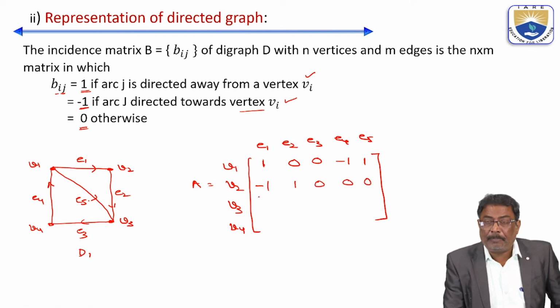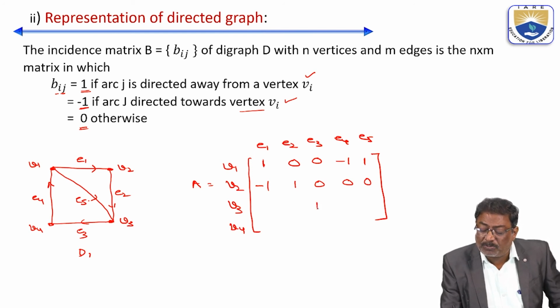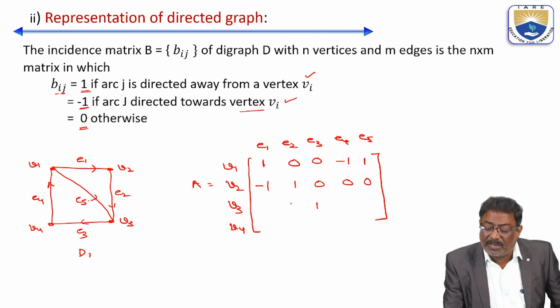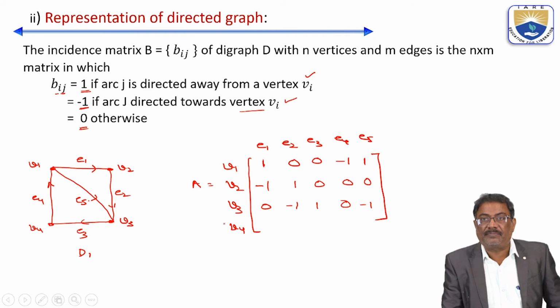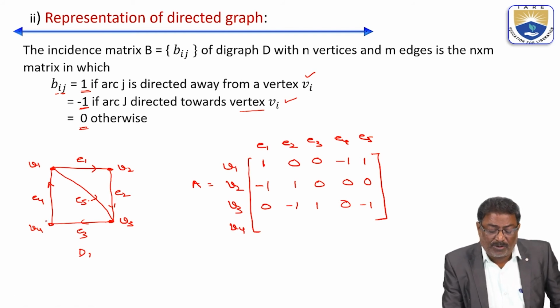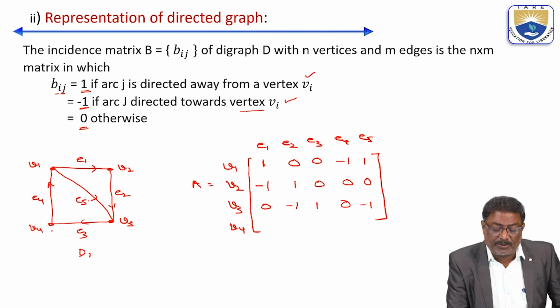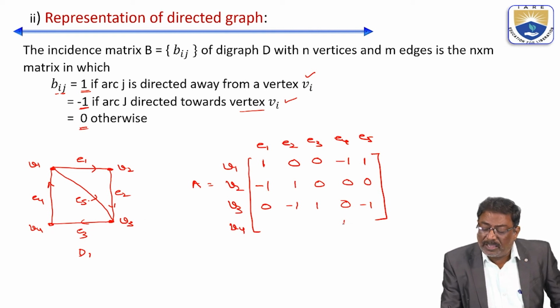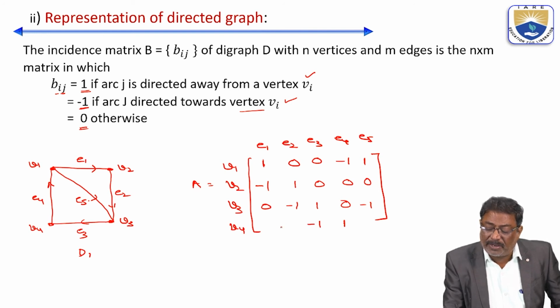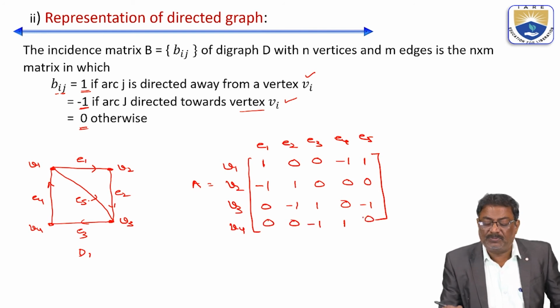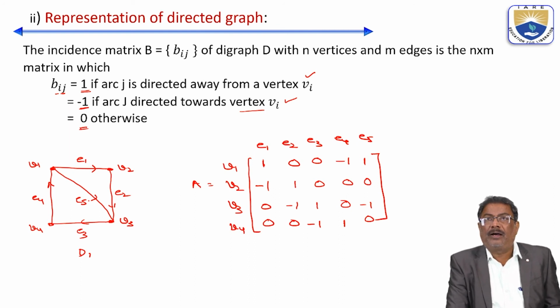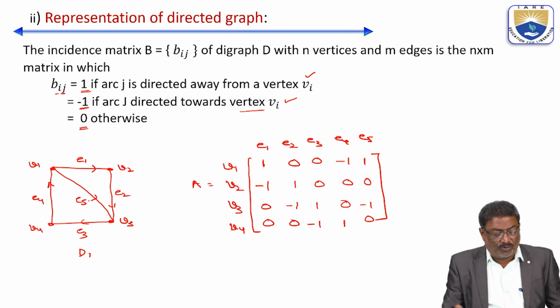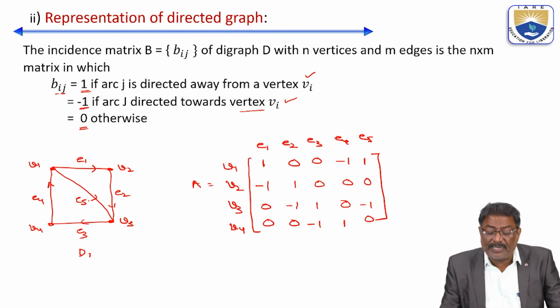Now if I am going to consider V3, E3 is moving away, so the corresponding entry is 1. E2 and E5 are coming into that vertex. Then the remaining are zeros. And next, if I am considering V4, E3 is coming into V4. Then the remaining are zeros. So this is the incidence matrix for the given directed graph.